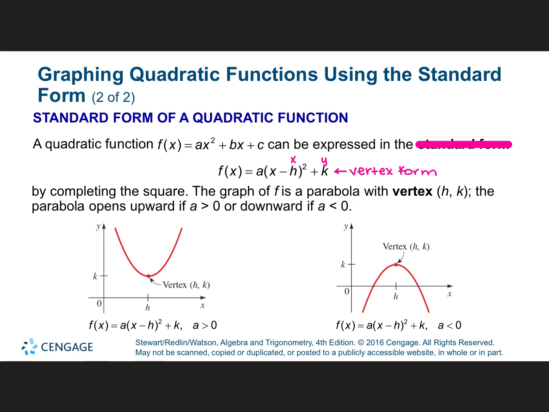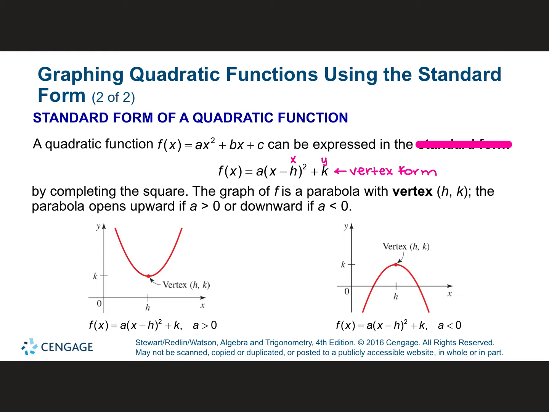Your vertex is the ordered pair that is either the highest or lowest point on your parabola. If your parabola opens up, that vertex will be your lowest point. If your parabola opens down, that vertex will be your highest point. And if your formula is given to you in vertex form, it's easy. You just pull out your h, you pull out your k, and you plug those into x and y in an ordered pair, and that gives you your vertex.